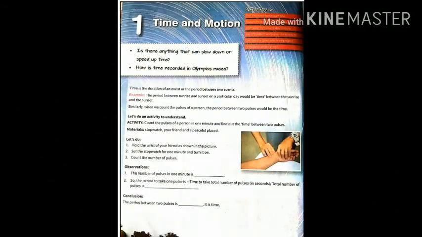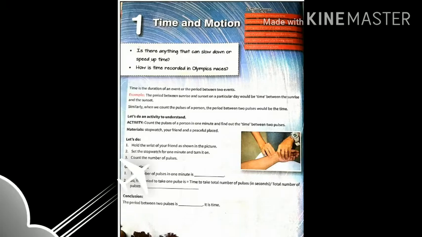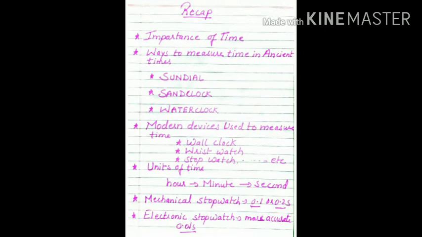Students, as you know, we are doing chapter number 1, Time and Motion. Before we start a new topic, let's take a quick recap of the topic which I have explained to you in the previous video. In the previous video, I explained the importance of time, why time is important in our life. Then I explained the ways to measure time in ancient times. In ancient times, people used sundial, sand clock, and water clock to measure time. But now in the modern period, modern devices are used to measure time, that are wall clock, wristwatch, stopwatch, etc.